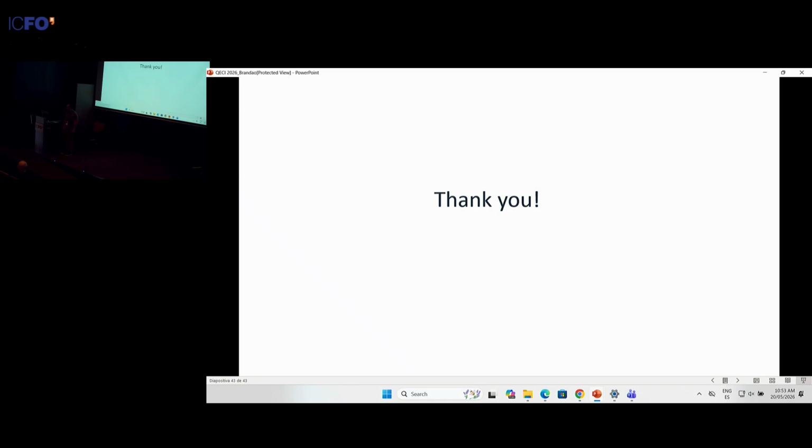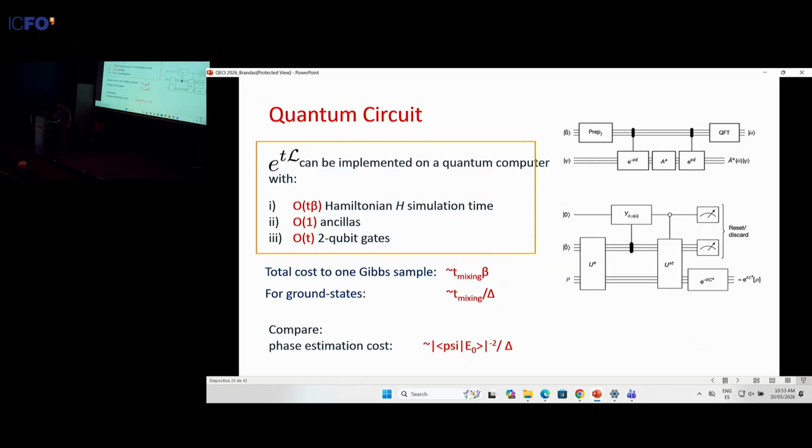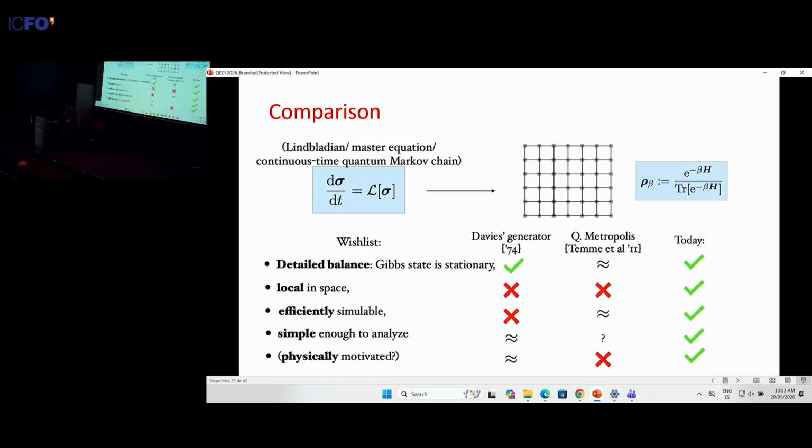Okay. Can you go back to the slide with the table? That was the most fun slide that you skipped. Sure. Can you just compare briefly Quantum Metropolis and what you propose today? Yeah. Thanks for the question. Right, so this is a table. There is the Davies generator that I mentioned. This is the Quantum Metropolis from Temme, and this is what we propose.